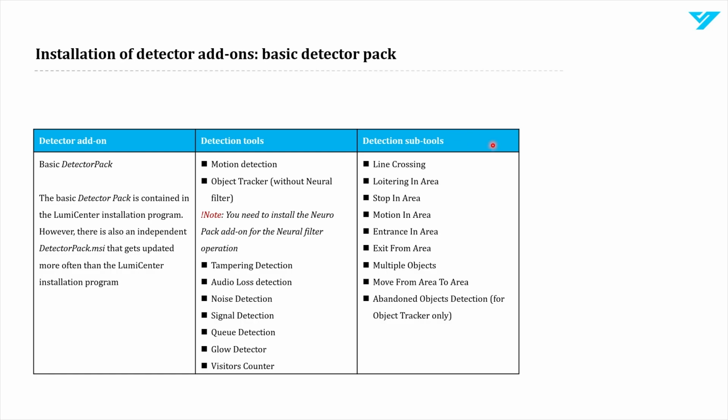On the right of the table, you can also see detection subtools. So what is a detection subtool? Detection tools and detection subtools are actually parent-child relationship. Detection tools will do the analysis of the video and audio stream and generate the metadata. The detection subtools, on the other hand, will use this data to do some VCA analysis, for example, line crossing, loitering in area, etc. I will give you more information in the chapter of analytics.